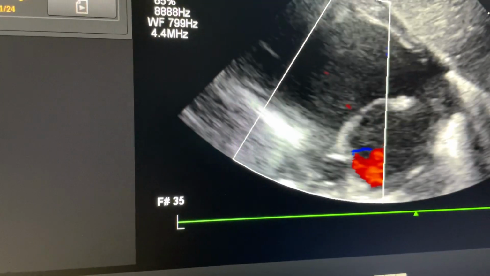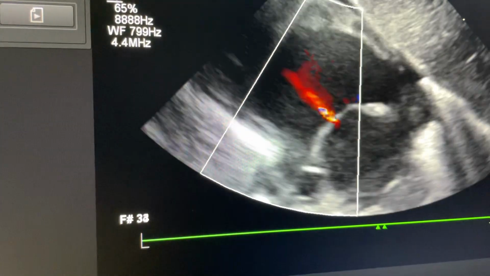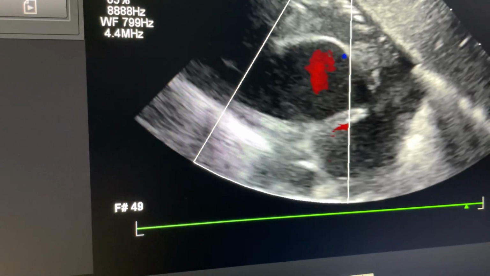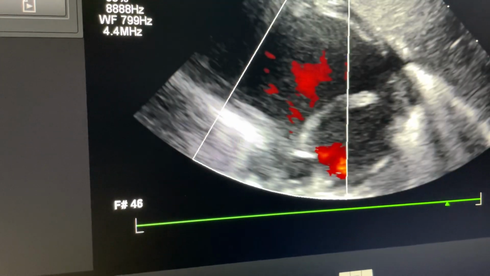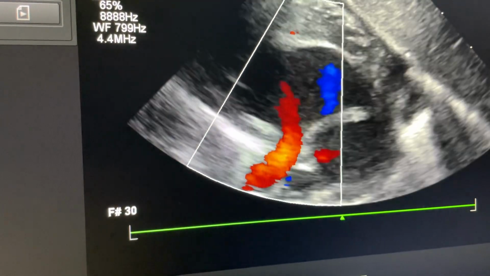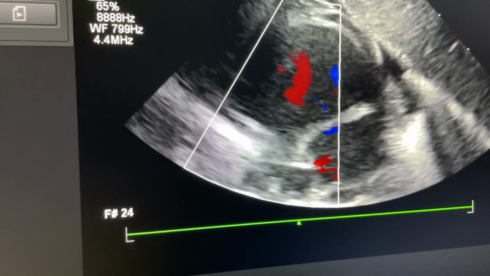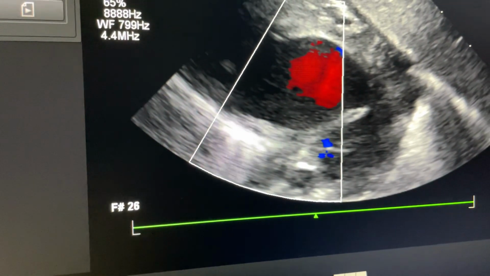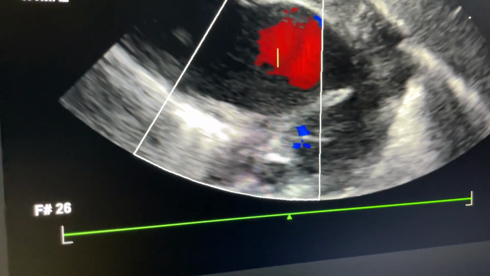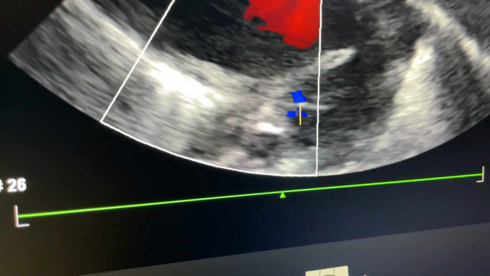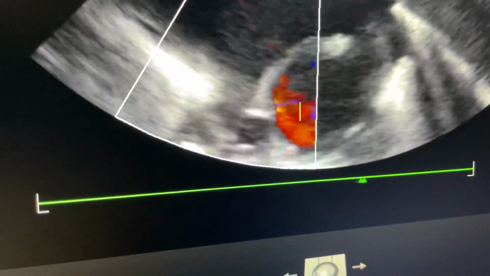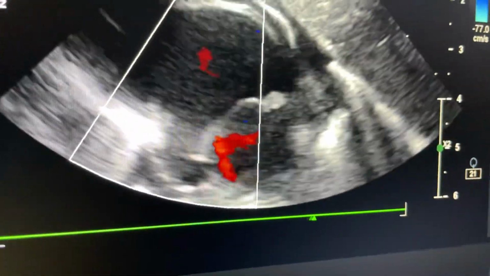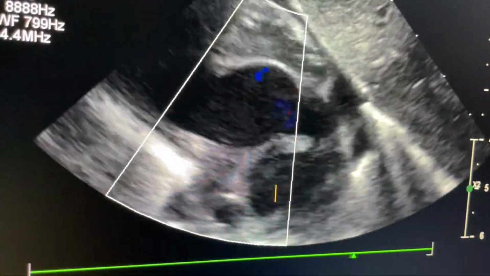So I want to show right to left flow. Flow is mainly left to right, but very minimum right to left. This blue flow, this is right to left flow. So ultimately flow is mainly left atrium to right atrium, mainly left to right.